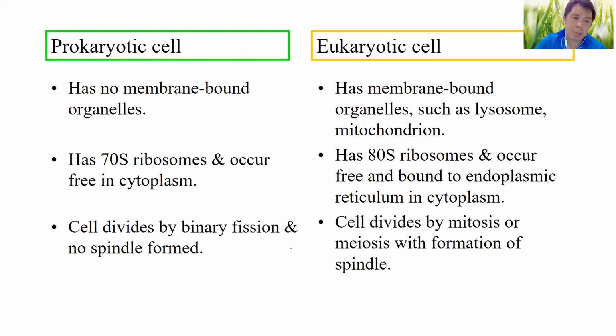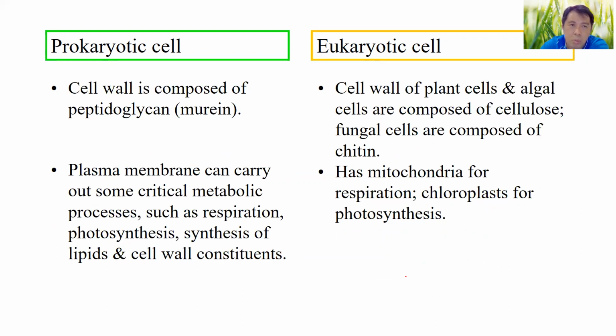And prokaryotic cells undergo cell division by binary fission, so no spindle is formed here. But in eukaryotic cells, the cells divide by mitosis or meiosis with the formation of spindle. Then the cell wall in the prokaryotic cell is composed of peptidoglycan, or sometimes we call it murein. Whereas the cell wall of plant cells and algal cells is composed of cellulose. In fungal cells, the cell walls are composed of chitin.